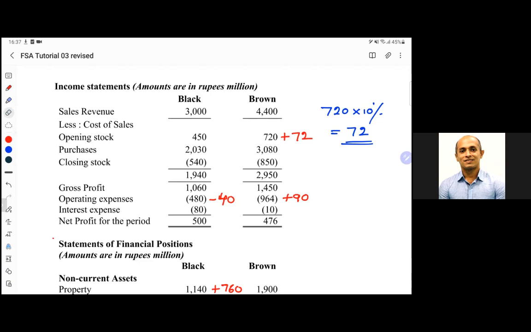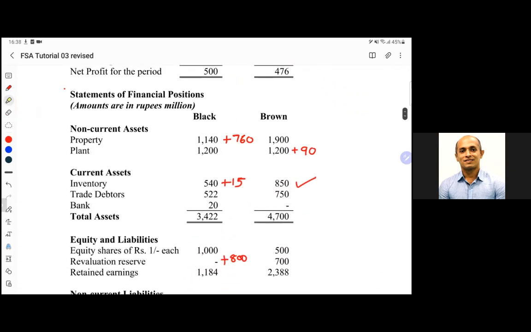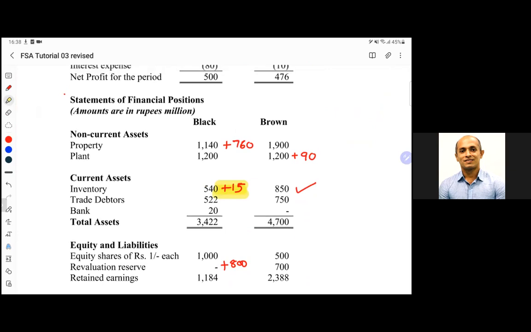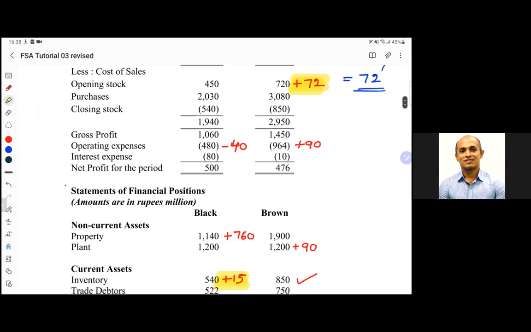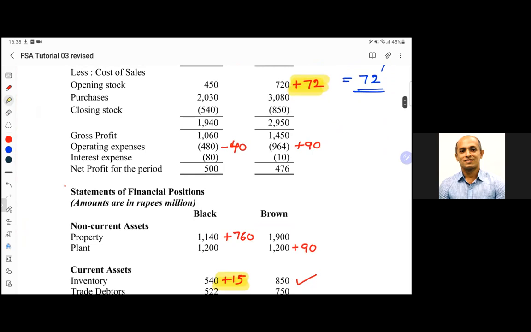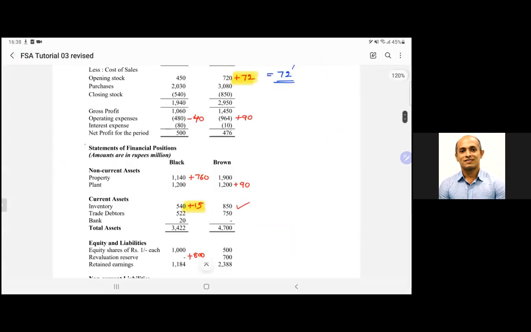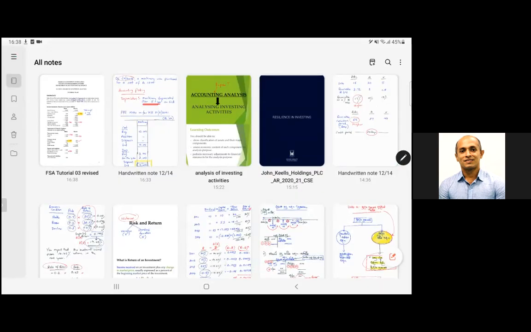Right. Now these are the adjustments for inventory. In brown, opening stock increases by 72. In black, closing stock increases by 50. I will do the adjustments. You can do the adjustment in an Excel worksheet.